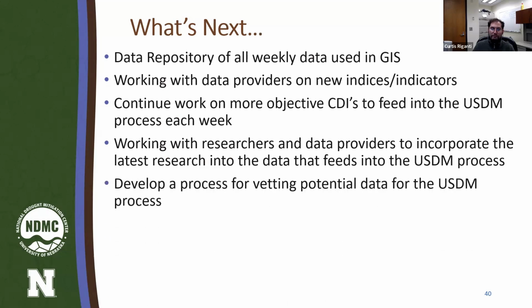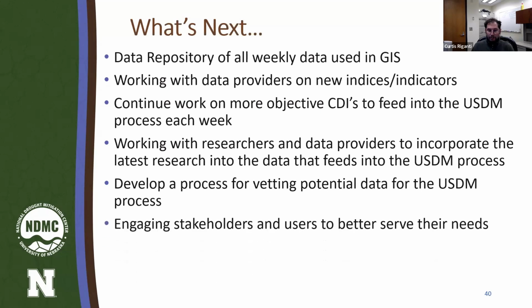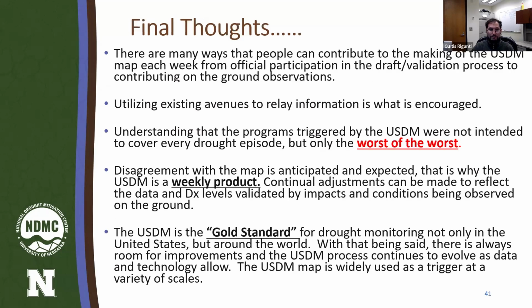And finally, we're looking to develop a process for vetting potential data sets that we'd be incorporating as authors for the process. So for instance, if someone at NASA or some other organization has a drought index that they'd like us to look at for the drought monitor, we might have a webinar with them where they explain to us, hey, this is how this particular data set works. These are its strengths, these are its weaknesses. So as authors, we can evaluate that data and how we might use it. And in doing all this, we want to engage different stakeholders and users to better serve their needs.